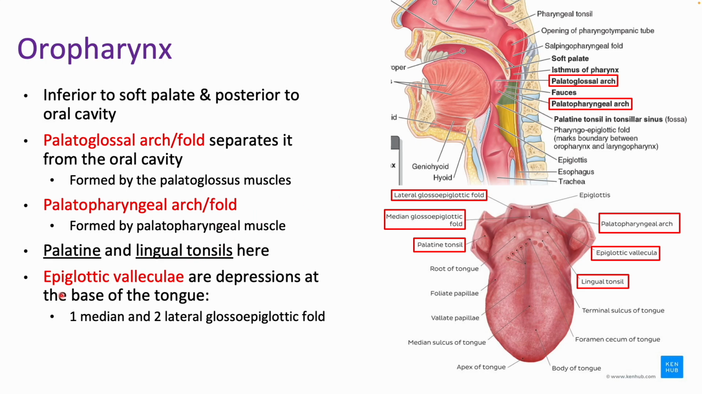Also here, we're going to have the epiglottic valleculae. And what those are, in this picture here, are depressions at the base of the tongue. And so you can see these kind of depressions in the back of the tongue here, and that's the epiglottic valleculae. And they're lined by more folds. And so we have a median fold right here and two lateral folds. And those are glossoepiglottic folds because they're folds between the glossus, the tongue, and the epiglottis, which we'll look at a little later on. But we have our epiglottis here, and we have one median, two lateral folds here.